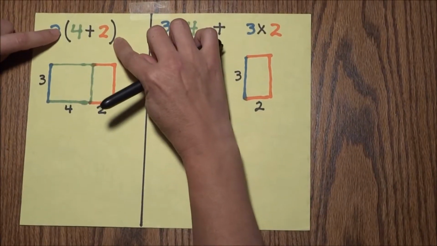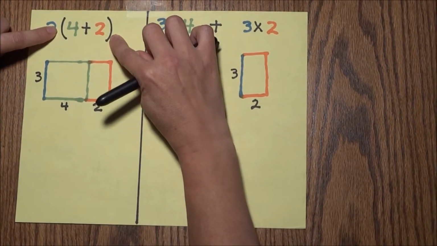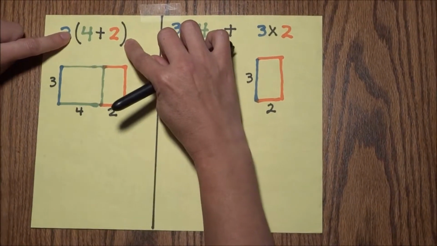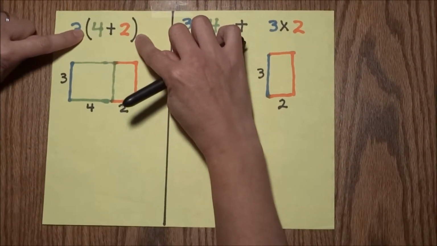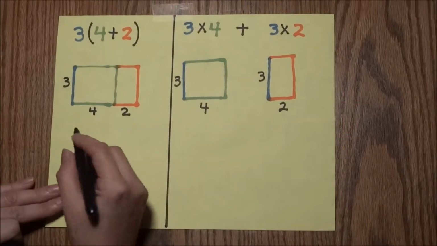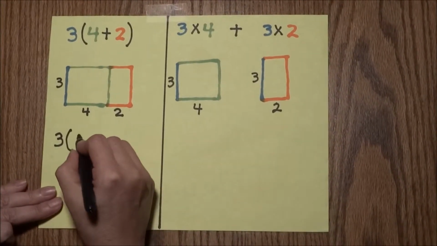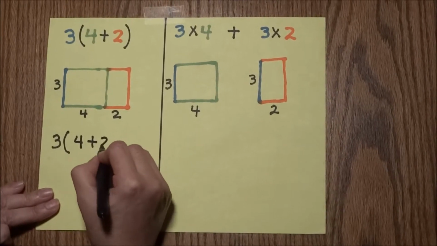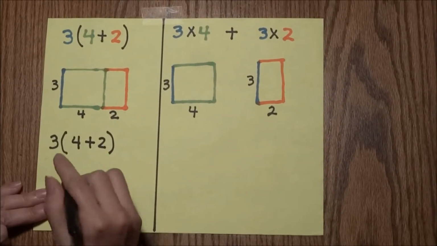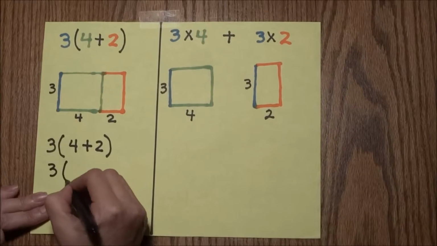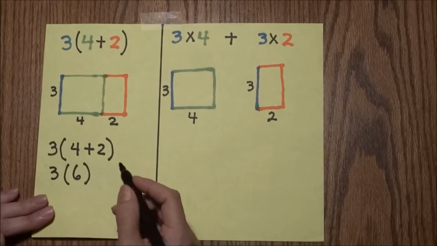We follow what we know about the order of operations. The first thing that you have to do is the parentheses, the operation in parentheses. So you will have 3 parentheses 4 plus 2. So we do that operation there, it will be 6.